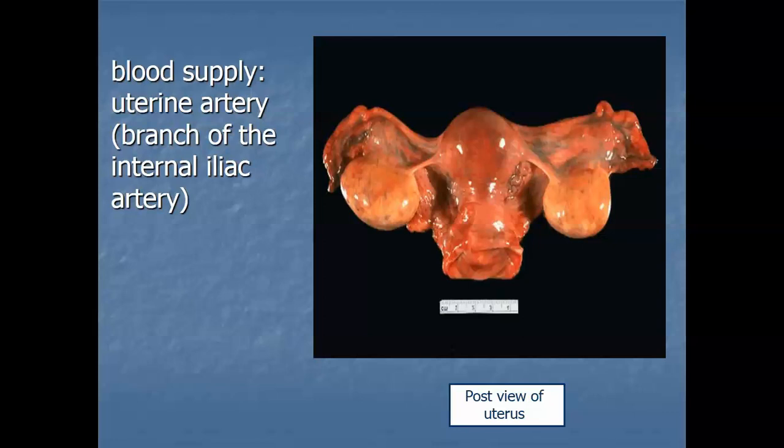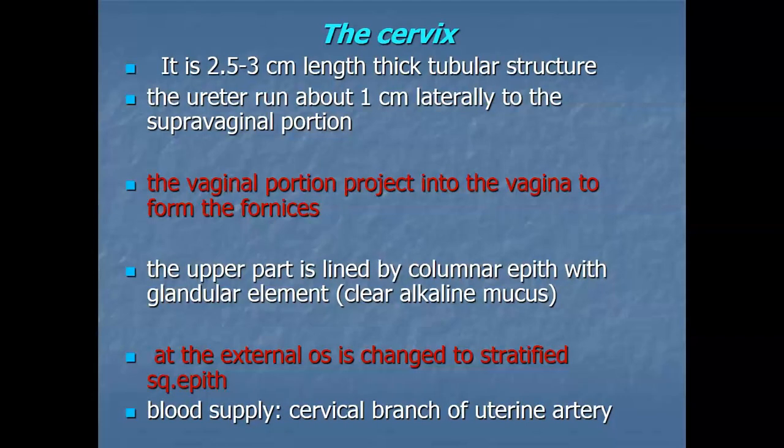Okay, so as we mentioned, the blood supply of the uterus is from the uterine artery, which is a branch of the internal iliac artery. The cervix is 2.5 to 3 centimeters in length. It is a thick tubular structure.